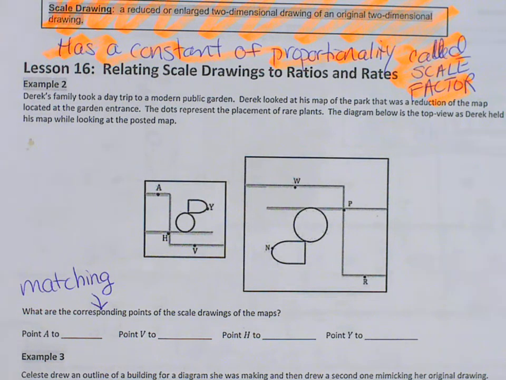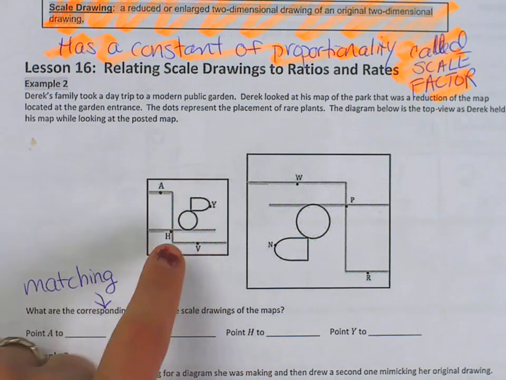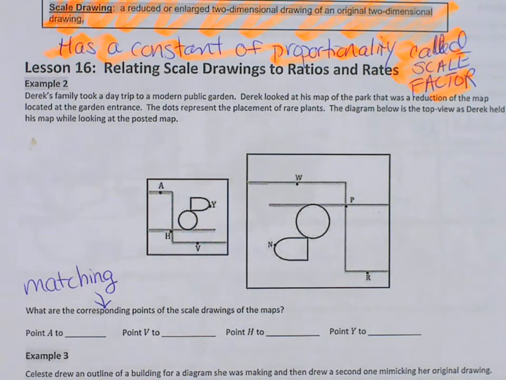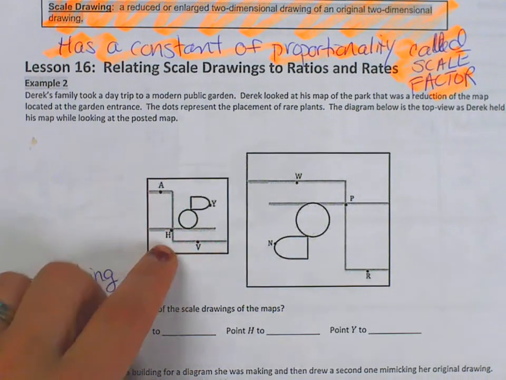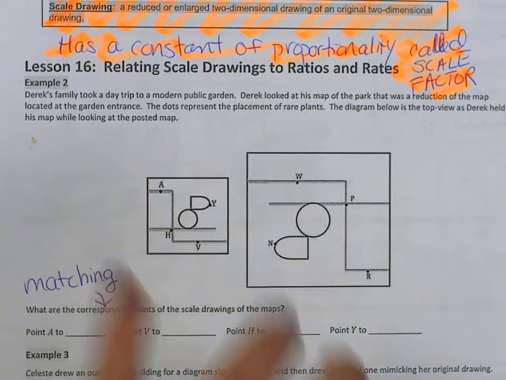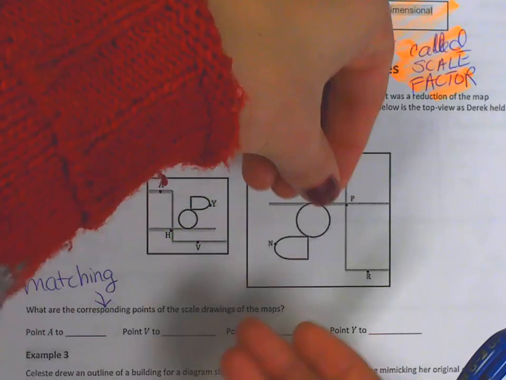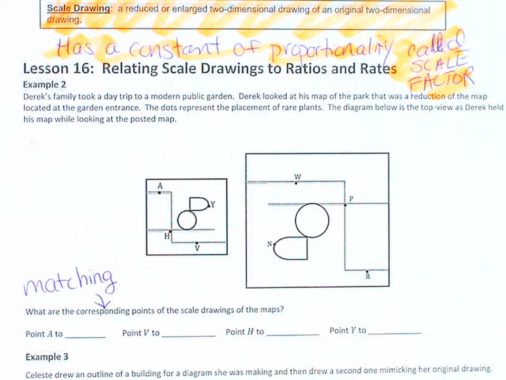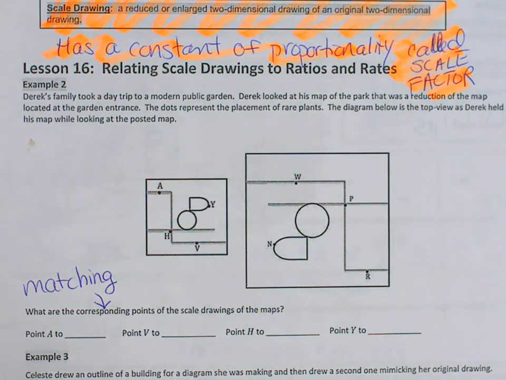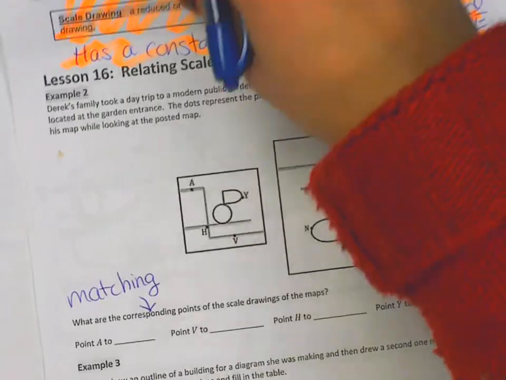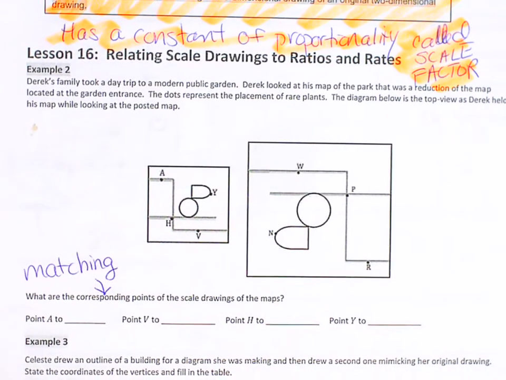No, they are not. What would you have to do to this small map to make it look like this map? It's a geometry question. What would you have to do to this map to make it have the same orientation as the other one? You could turn it 180 degrees. So if you turn this 180 degrees, then everything will be facing the same direction. What point would A match with on the other map when you turn it 180 degrees? What point would V match with?